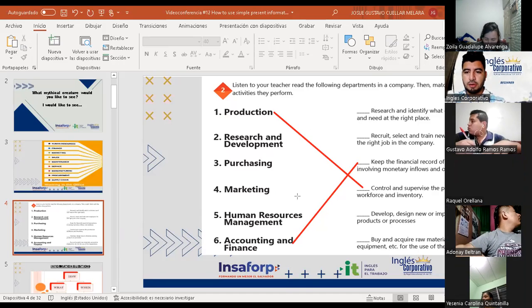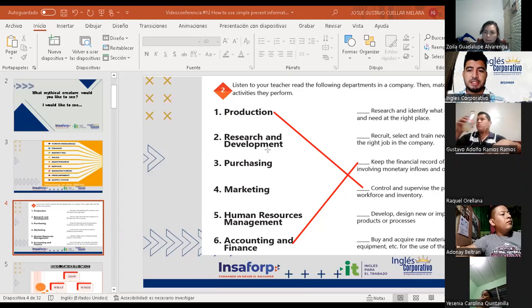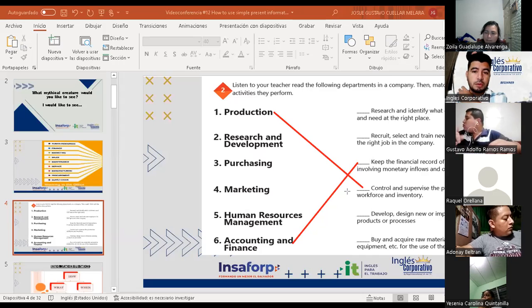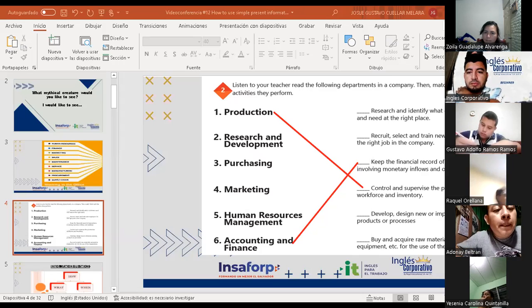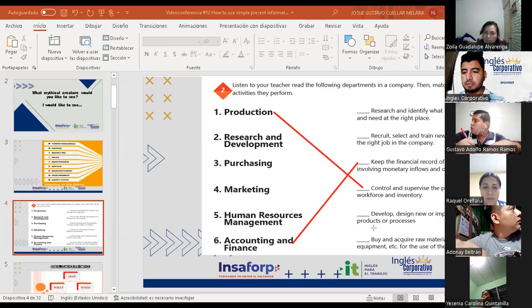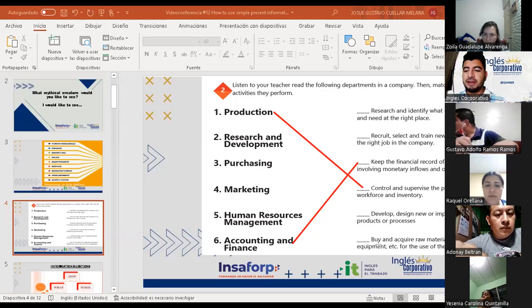Ese sería el departamento de compra, ¿verdad? Research and development. Number two is investigación y desarrollo. Number three, purchasing, compra. Four, marketing, mercadeo. Number two would be the last one. Buy and... No, porque buy significa compras, y en investigación y desarrollo no hay compra. Okay, te voy a dar tiempo. I'm going to give you time.